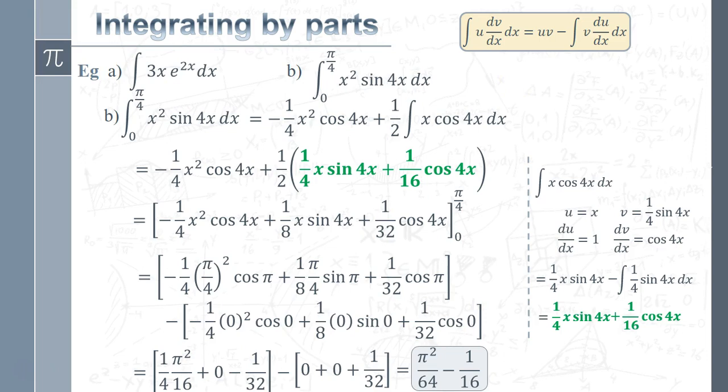So when you're choosing your bits at the start, you need to be choosing a value of u such that at some point you can differentiate it and continue to differentiate until it becomes a constant, and then that allows you to proceed. Cool.